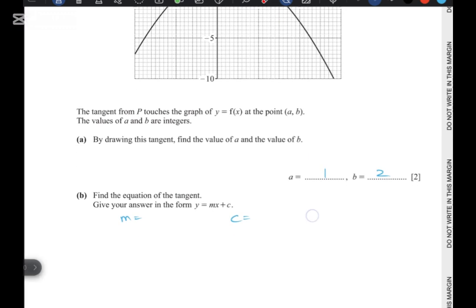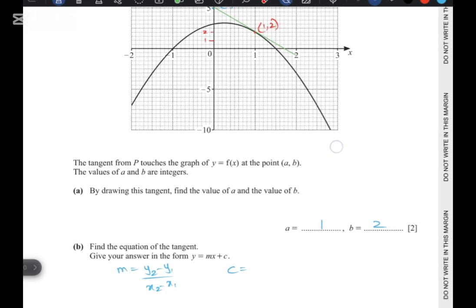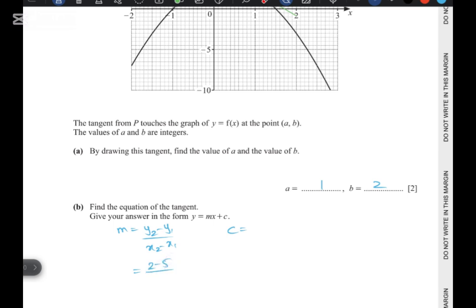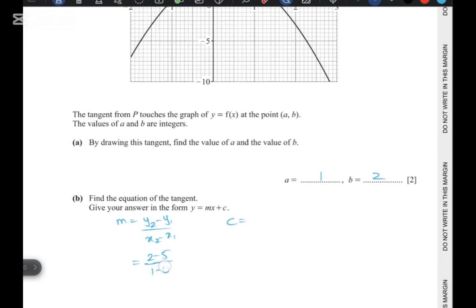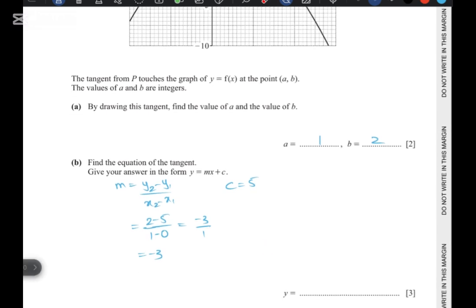So take these 2 points and find y2 minus y1 by x2 minus x1. So y2 minus y1 is 2 minus 5, and x2 minus x1 is, sorry, not 0 minus 1, it is 1 minus 0. So that is minus 3 by 1, which is minus 3. Then y-intercept is 5. So taking these two things, you can just write the equation substituting these values. So y is equal to minus 3x plus 5, which can be written as y is equal to 5 minus 3x. So this is the answer.